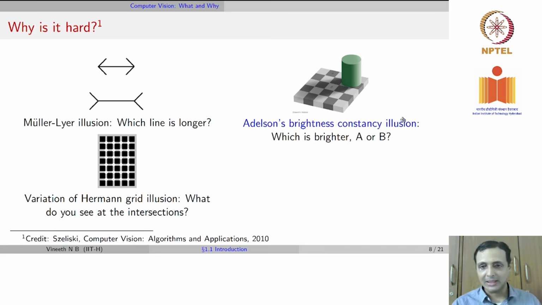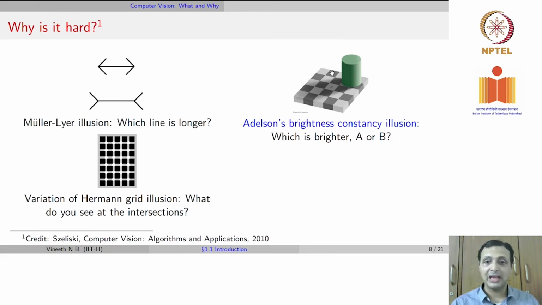But the question that we want to ask here is, if you see closely here, there are two squares A and B that are labeled on that checkerboard. And we ask the question, which is brighter, A or B? What's your answer? So the truth is, obviously, it looks like B is brighter and A is darker.